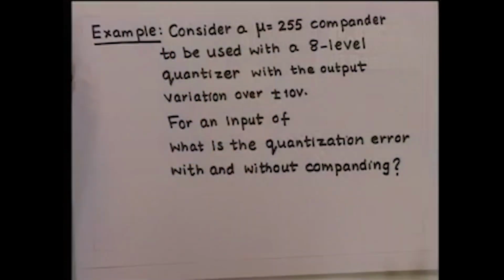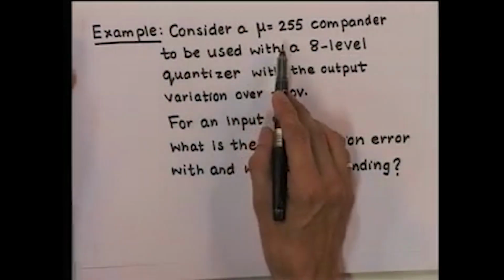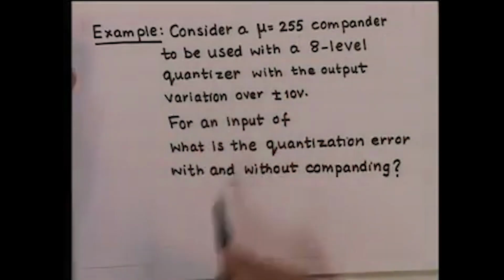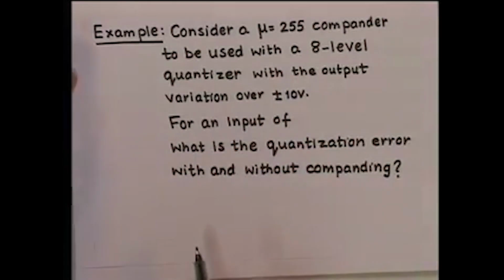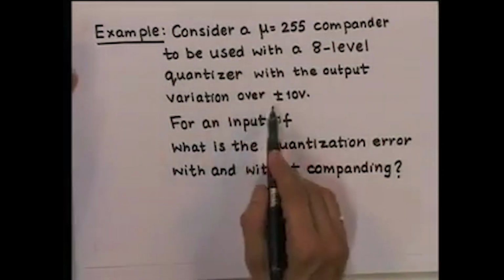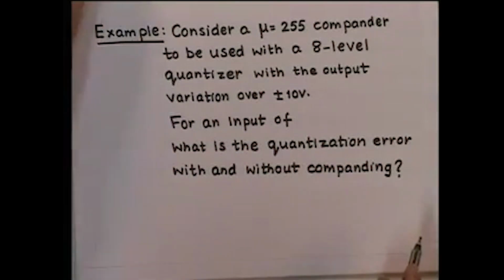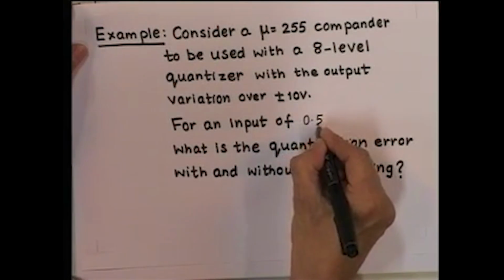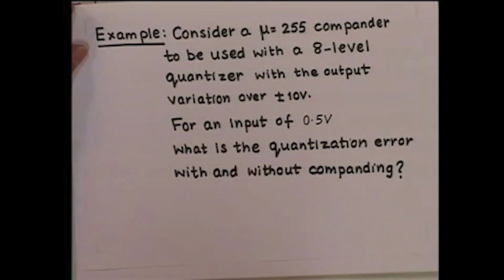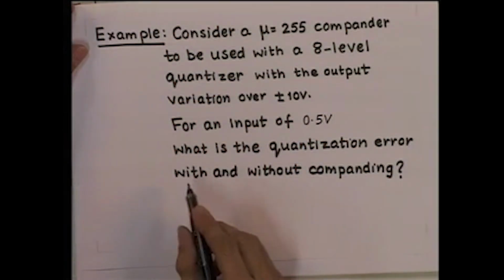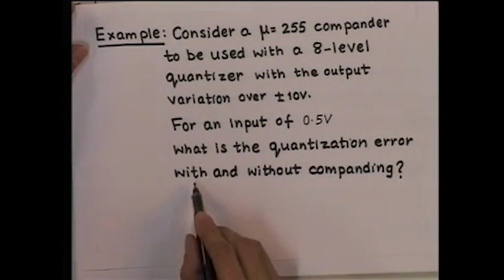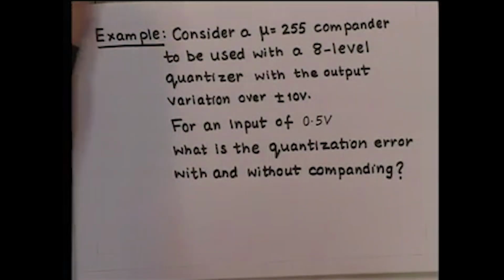Let us take the first example as follows. Consider a mu equal to 255 compander to be used with an 8 level quantizer with the output variation over plus minus 10 volt. For an input of say 0.5 volt, it is desired to find the quantization error with and without companding. So, let us try to provide the solution for this.